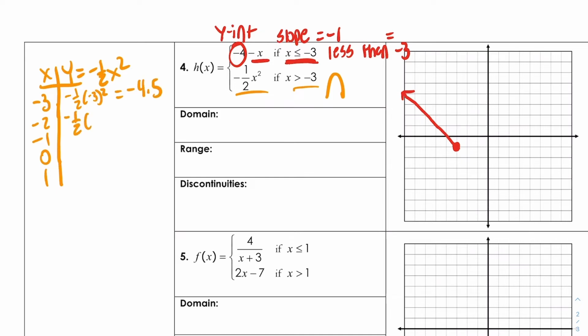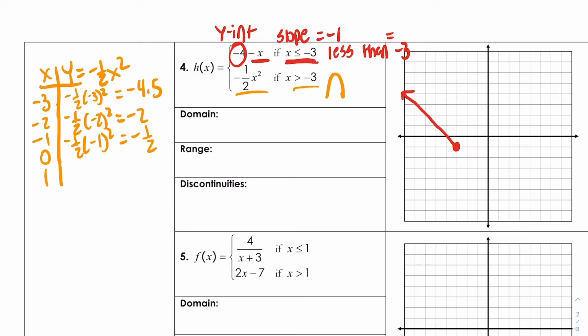We have -1/2, -2 squared. Inside the parentheses, that -2 squared makes a 4. Half of that's 2, and then turn it negative. -1/2, -1 squared. Inside the parentheses will turn into a 1. The 1/2 will turn it into a half, and then make it negative. Let me go ahead and graph these first few dots.